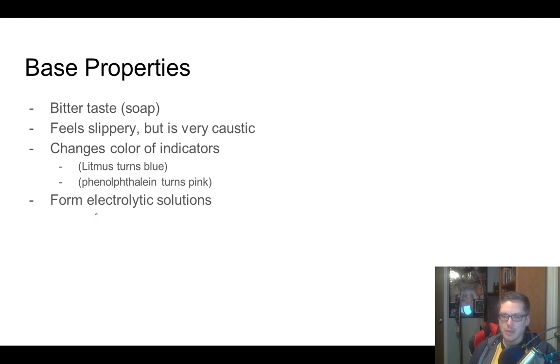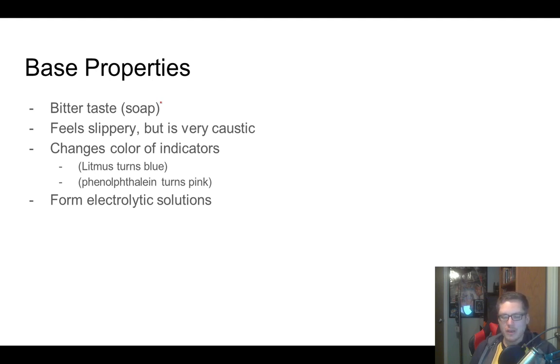Base properties. Bases are bitter, like soap. If you've ever cussed and your mom made you wash your mouth out, that bitter, gross taste that you had was soap. That's bitter. It's a base. They feel slippery. You can feel soap and it gets all slippery in your hands.